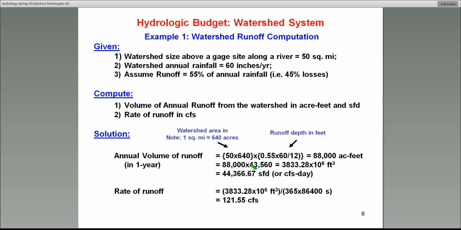Rate of runoff is basically, take the volume of runoff, and I'll try to speak as loudly as possible. That's good. Some said they can hear me. Good. All right.